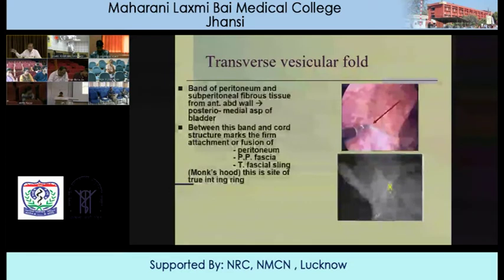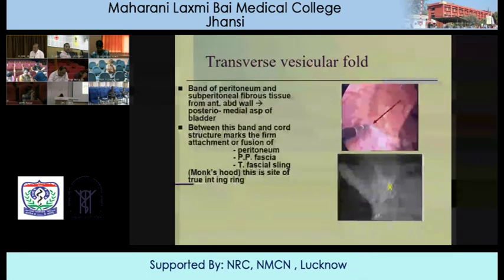So this is basically the transverse vesicular fold. What is this transverse vesicular fold? This is basically a fold which is extending from the bladder onto the area of the deep inguinal ring. See, this is the deep inguinal ring, right? And you've got the inferior epigastric artery, right? So what does it denote? This is basically the denotion of the true part of the deep inguinal ring.